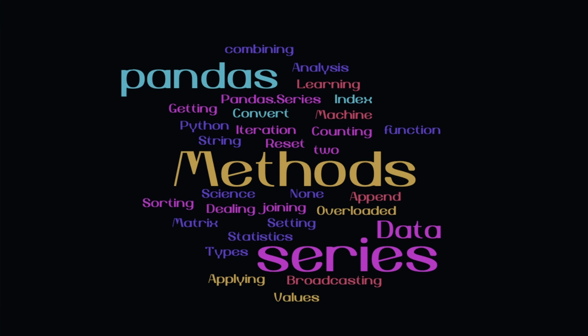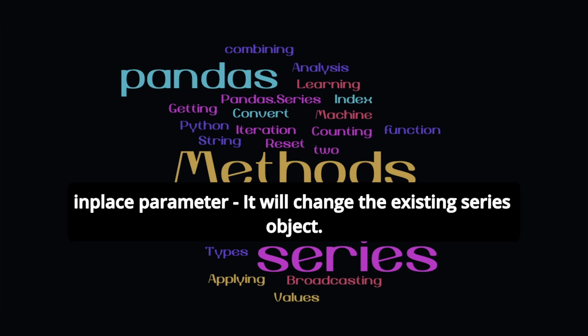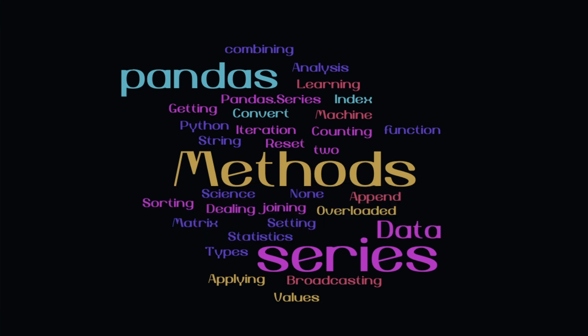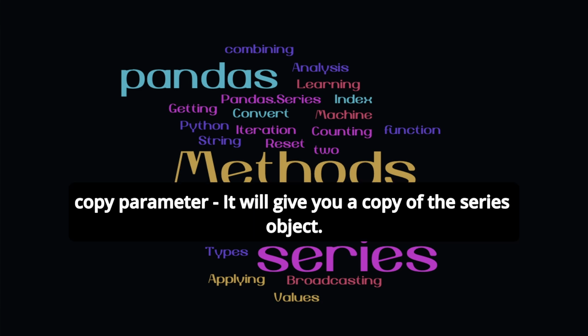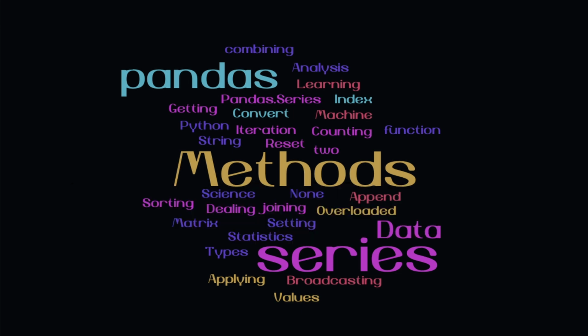In general, the methods in Pandas series return a new instance of the object, but most of the methods have an in-place or a copy parameter available to them. An in-place parameter will change the existing series object, whereas the copy parameter will give you a copy of the series object. Their default values tend to be false and true, and you can change them while operating on series objects as well.